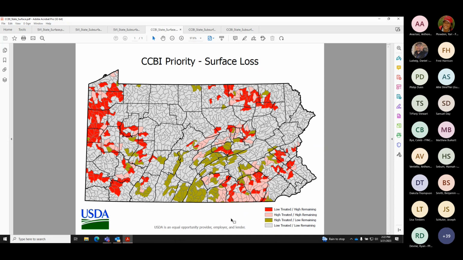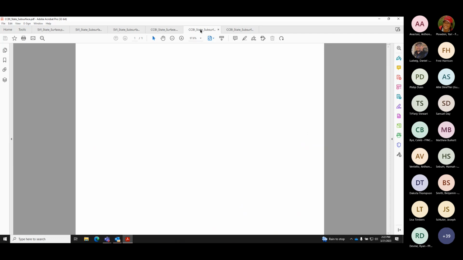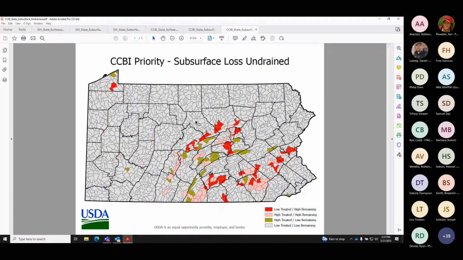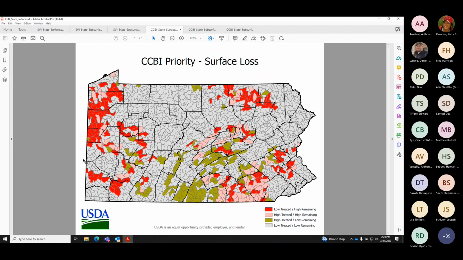AC&T, avoid, control and trap practices implemented on them. And again, this is separate for surface, subsurface, which you see there's a lot less on here, and then the subsurface undrained. So really the intention here is workload prioritization. For at least for these maps, if you are in the NRCS and you have access to that field level data I was talking about, I did talk about that a couple weeks ago, I can get the link to you if you want, or I can work with anyone who has access to them to look at those layers if they want to.